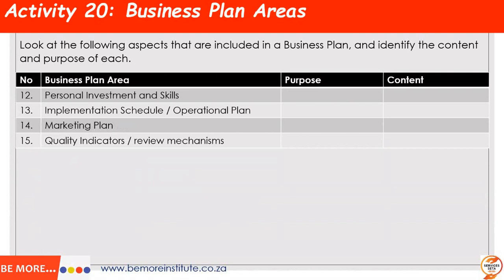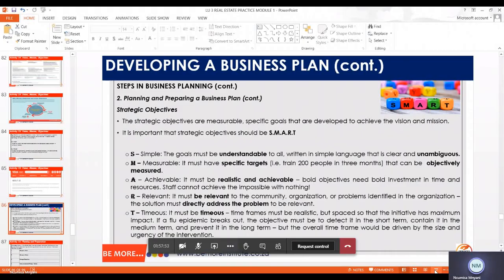What are the review mechanisms? Your marketing plan. How can you summarize your marketing plan? Your operational plan. In personal investment and skills, what has been done in that regard.